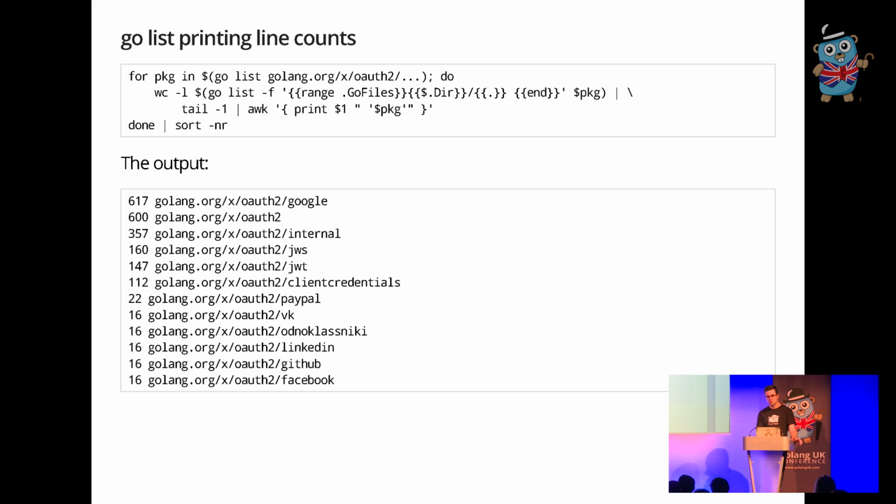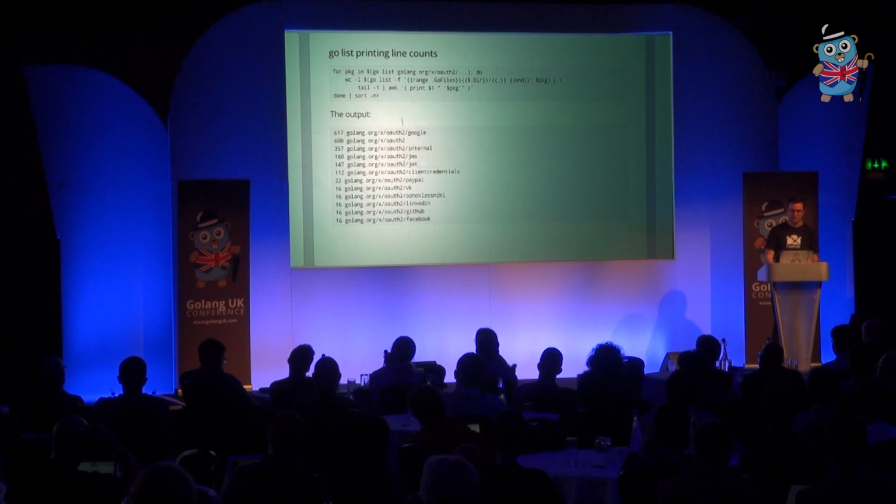I pass those into wc -l, and then I use tail to trim off the very last line, which will be the total, or a single file if it's just a single file in the package, and then use trusty awk to print only the count and the package name. And then finally, once that's done, I can sort them all numerically and see that the Google package in the OAuth2 repository is the largest one, shortly followed by OAuth2. Something like this I might consider actually adding as a shell alias because it seems like it might be useful.